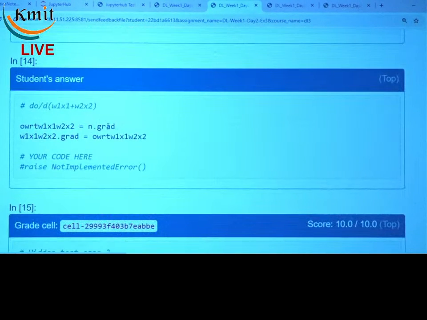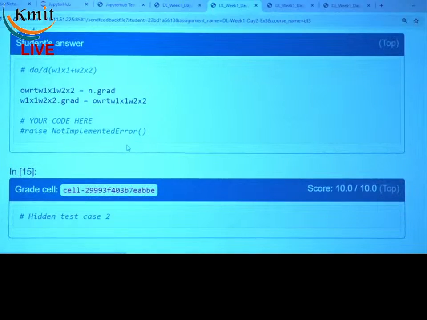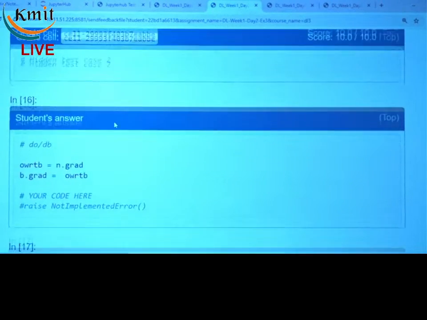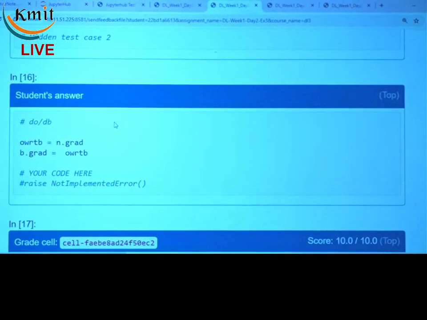Then they need to reuse. This is n.grad, it's as it is. So basically W1 x1, W2 x2 is a placeholder for n. Same thing, you are getting it back. Then go with respect to B. You are coming one step before.